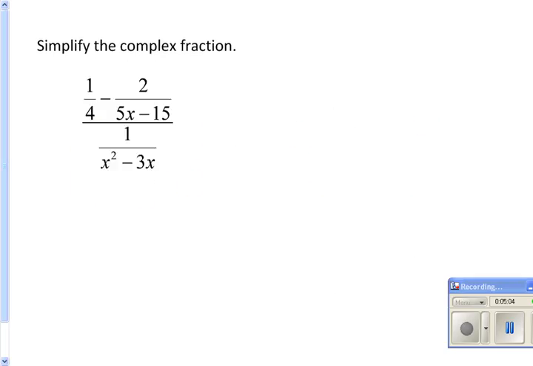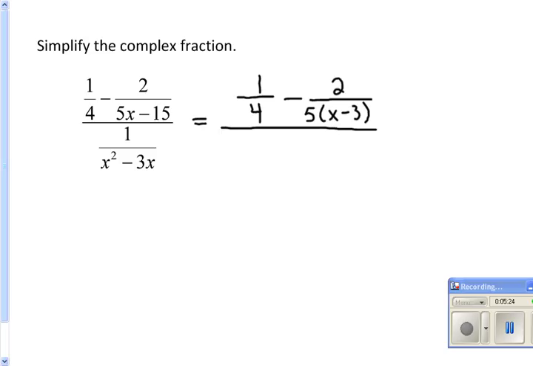Okay, this one is an algebra expression. What I'd like to do here is sort of analyze the problem first to determine what its parts are. Really, I'm looking for the lowest common denominator. I'm going to use the second method. So I get 1/4 minus 2 divided by, I'm going to factor a 5 out so that I have x minus 3. I'm going to divide that by 1 over, and I'm going to factor x out so I have x minus 3.